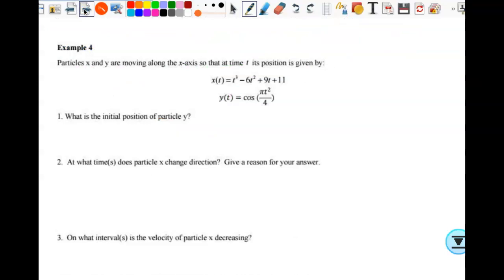What is the initial position of particle y? Okay, so particles x and y are moving along the x-axis, so that time t, its position is given by blank. So initial position would be at time t equals 0. We have particle x and particle y. So that means I want y of 0. So that's equal to the cosine of pi times 0 squared over 4.